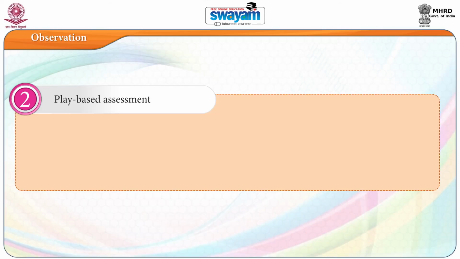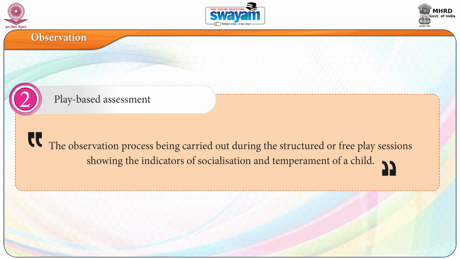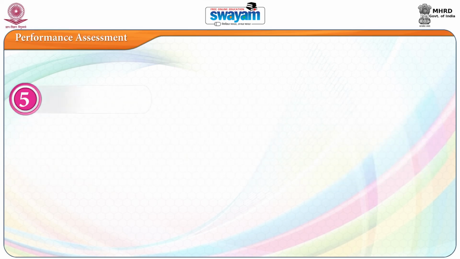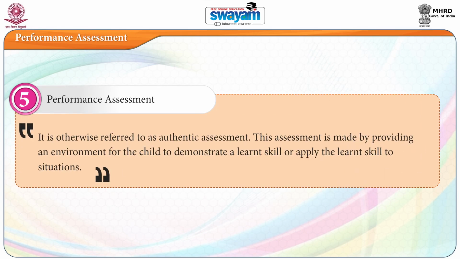The second is play-based assessment. It's the observation process being carried out during structured or free play sessions showing the indicators of socialization and temperament of a child. Then the fifth type is performance assessment.